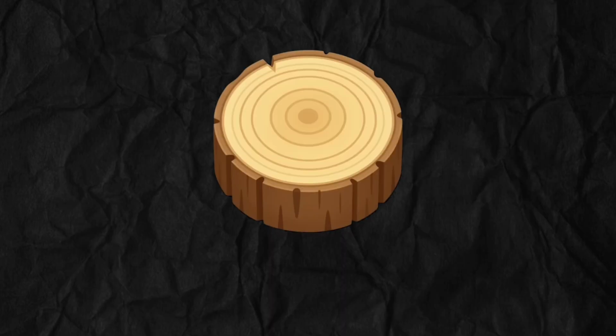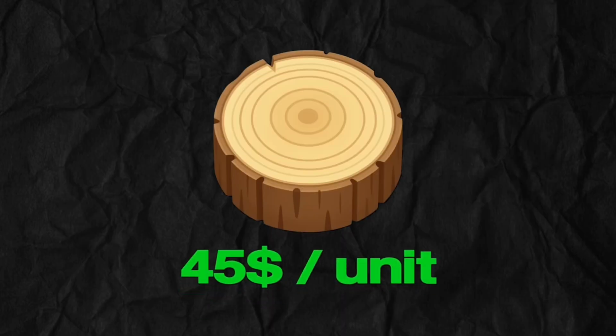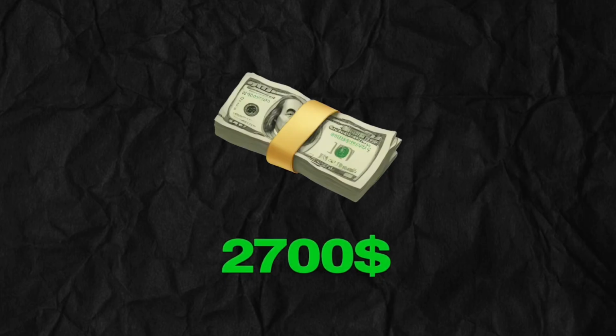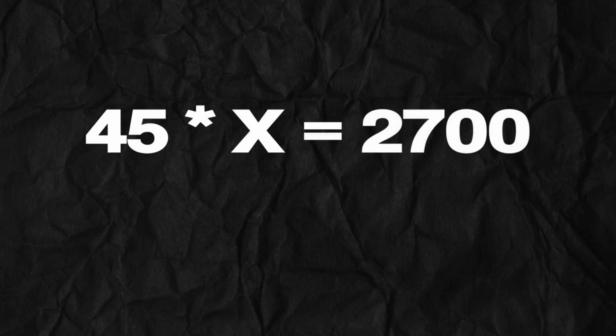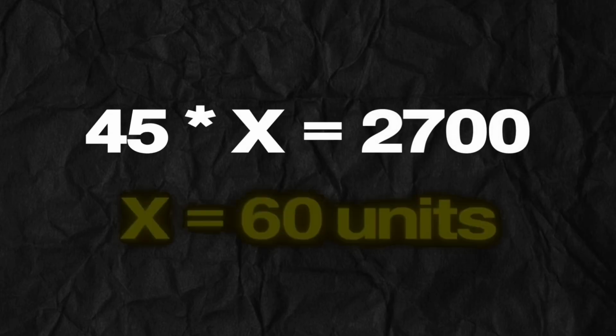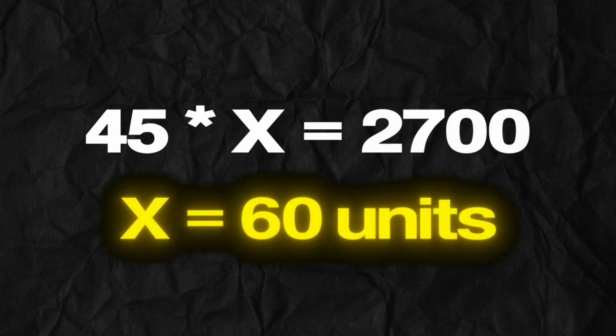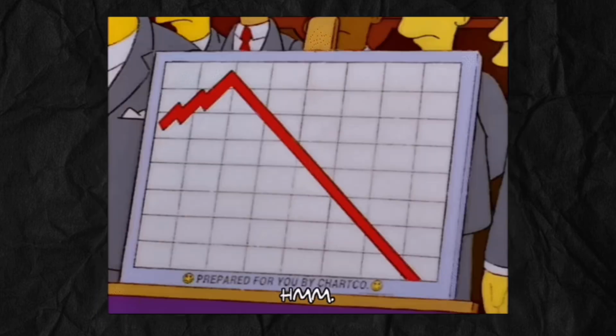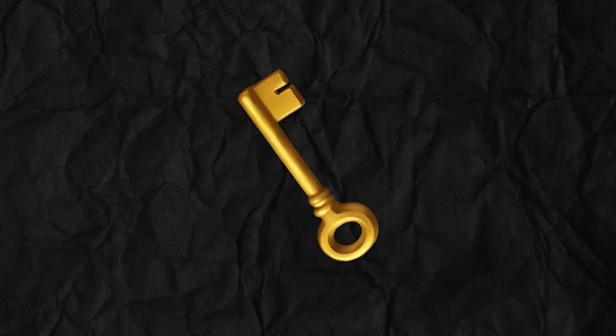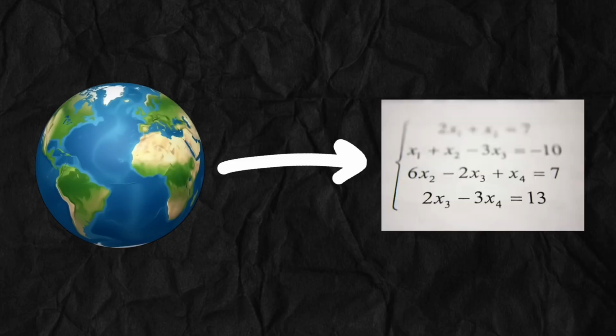If you know that materials cost $45 per unit and your total budget is $2,700, you write 45 times X equals 2,700 and solve for X. The answer is 60 units. Algebra lets you work backwards from a result to find an input. Every pricing model, every construction estimate, every financial projection you have ever encountered uses this logic. The key point is that algebra turns word problems from real life into solvable equations.